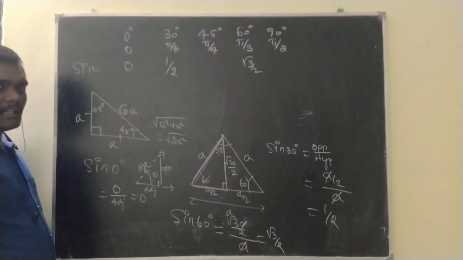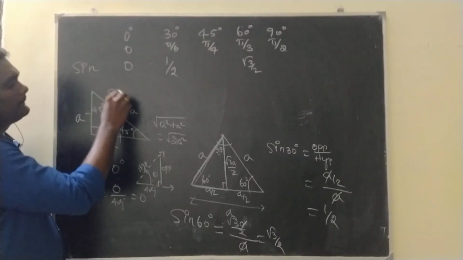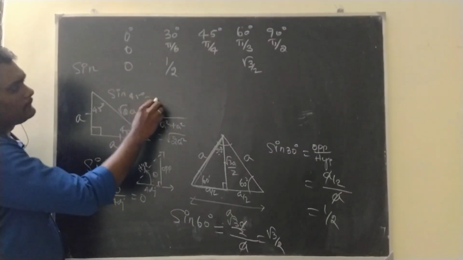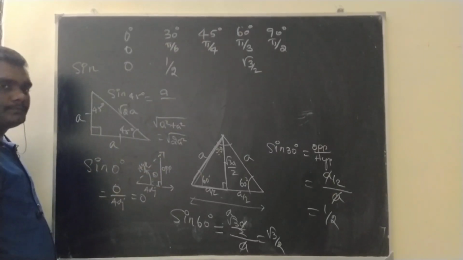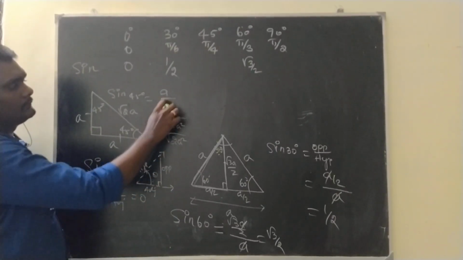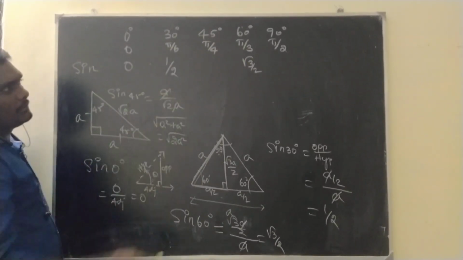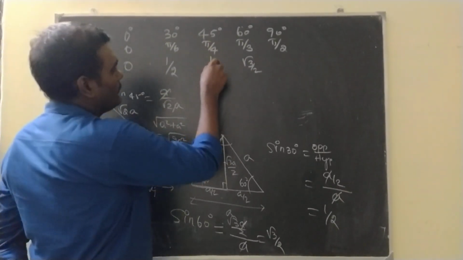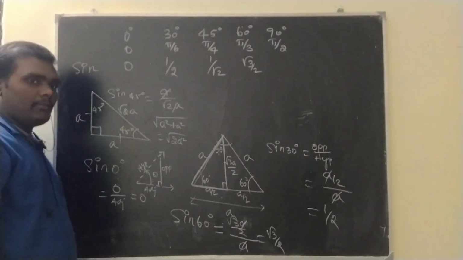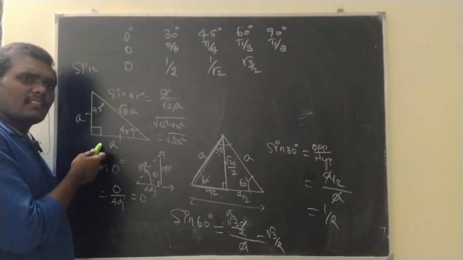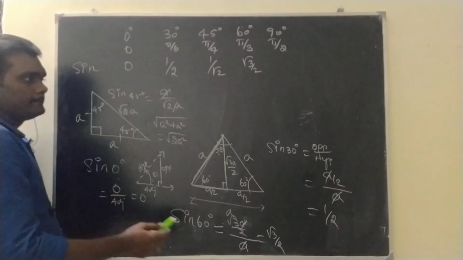Now sine 45 degree. What is the opposite side for 45 degree? A, by hypotenuse root 2 a. These two will get simplified. Sine 45 is 1 by root 2. Sine 90 degree we want. Shall we take this triangle itself? No, not possible. Come back here.